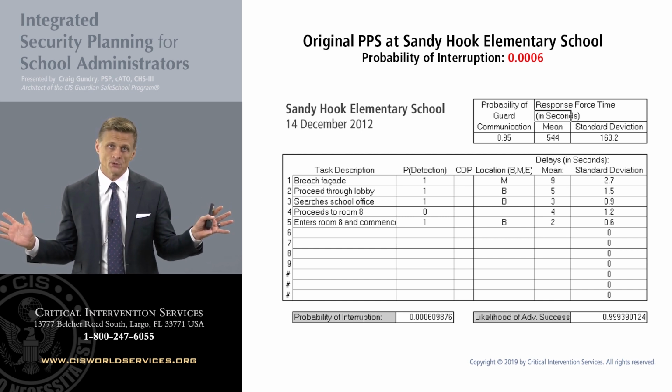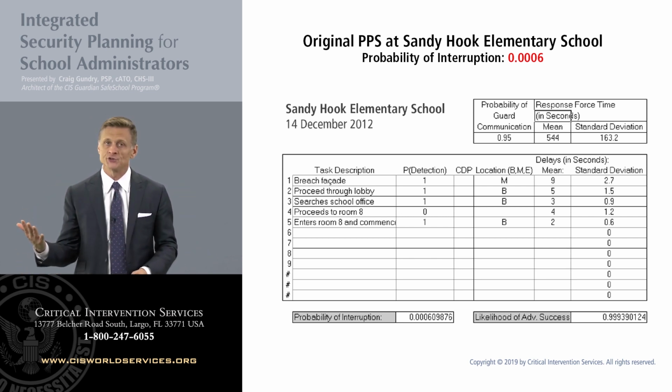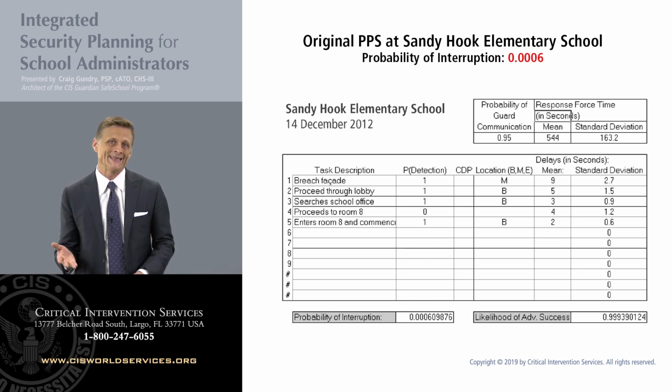Very, very, very low. There's almost no way that the situation at Sandy Hook, as designed and the way it performed, could have resulted in anything other than tragedy. So what could we do in order to mitigate this?